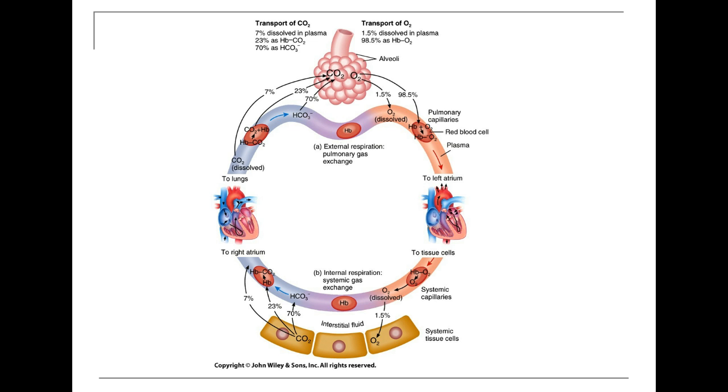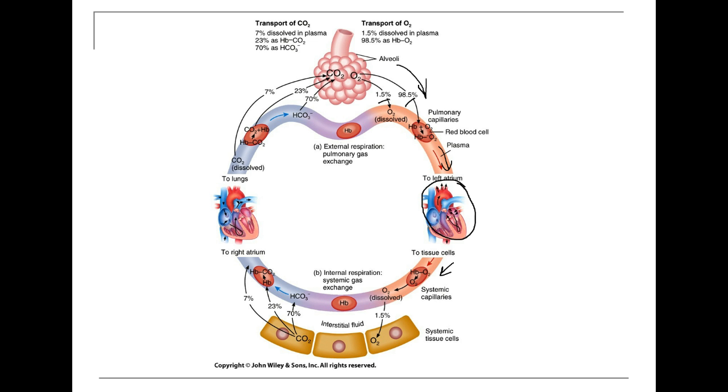So if we look coming out of the alveoli and down into the blood, we see that only about 1.5% will be dissolved directly within the blood plasma, whereas 98.5% will get attached to the hemoglobin in the red blood cells. All right, so it transports then to the heart again, to the left atrium, to the left ventricle, and out to the aorta, and from there out to the tissue cells.